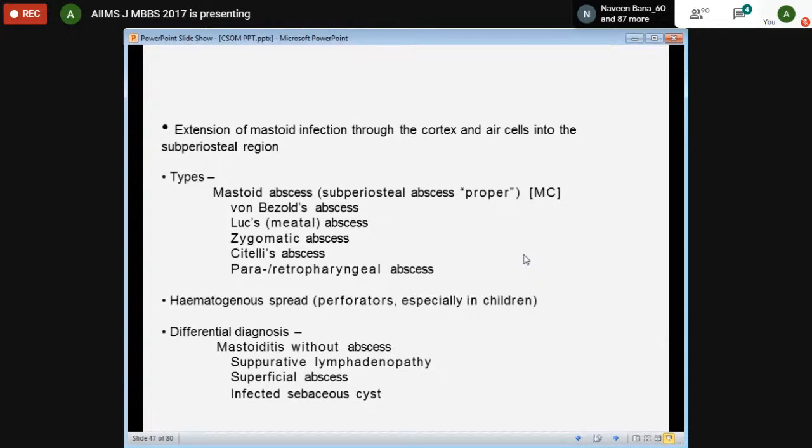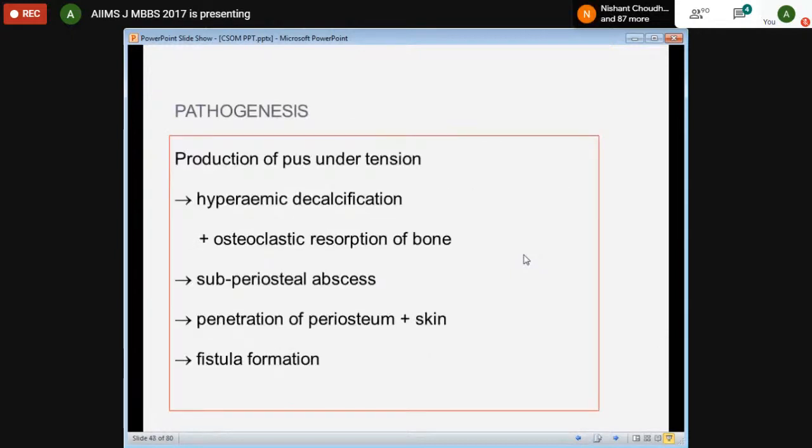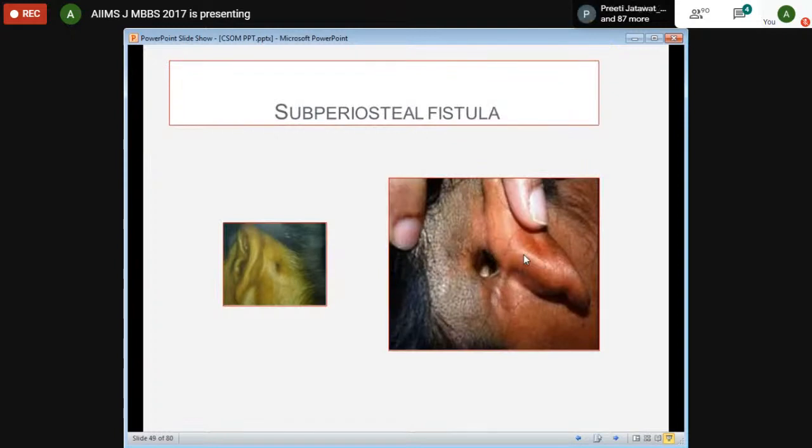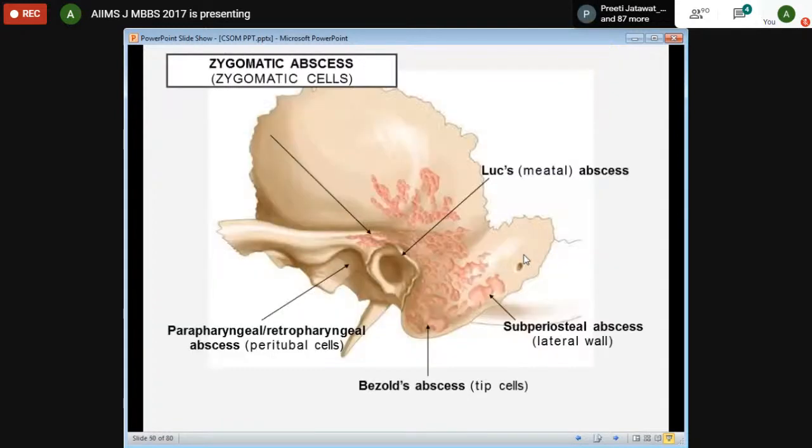So how does it form? Bezold abscess, as you all know, forms because of hyperemic decalcification and osteoclastic resorption of the bone. So what is a subperiosteal fistula? We'll discuss. Now, this is the area.